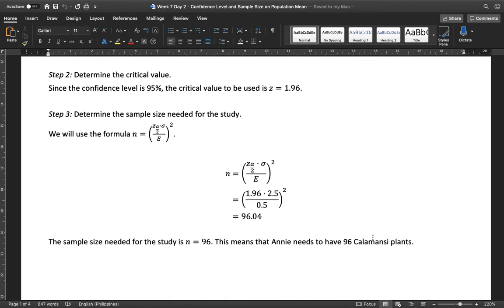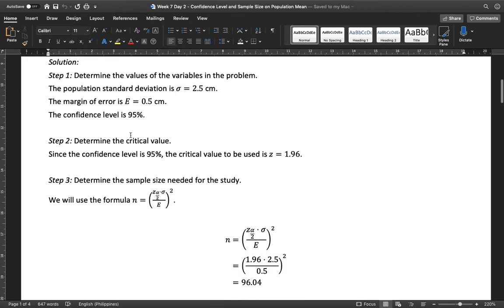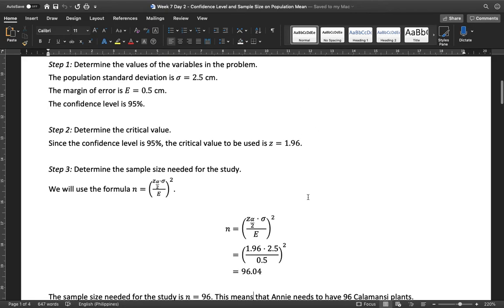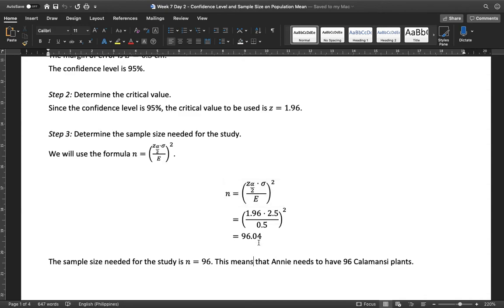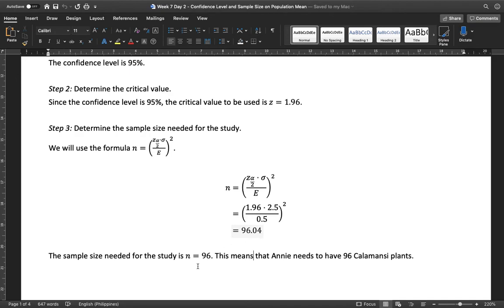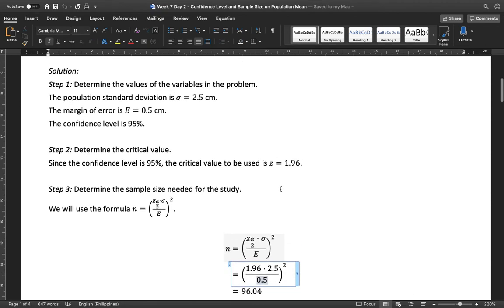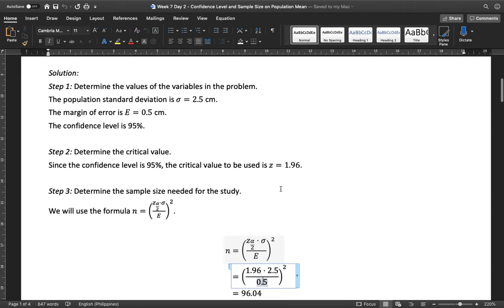So, that's how we apply this formula here. We just have to have the values of the variables: you should have the population standard deviation, the margin of error, and the confidence level. From the confidence level, we can derive the critical value. And we plug the values into the formula to come up with the sample size. So we get n equals 96. So ibig sabihin nito, kapag nag-estimate pala tayo ng population mean gamit ang sample size na 96, ang margin of error natin is nasa within 0.5 centimeters.